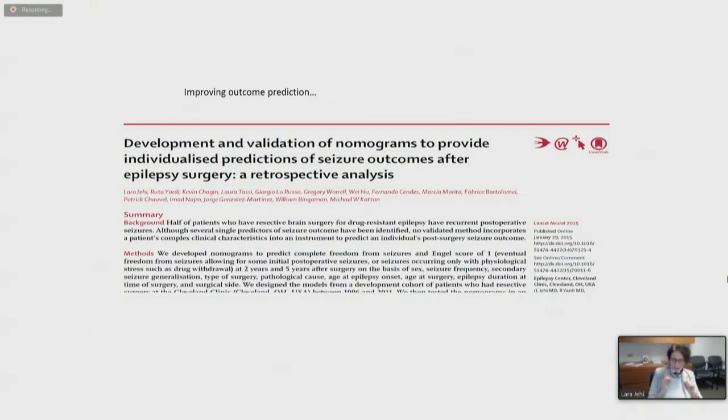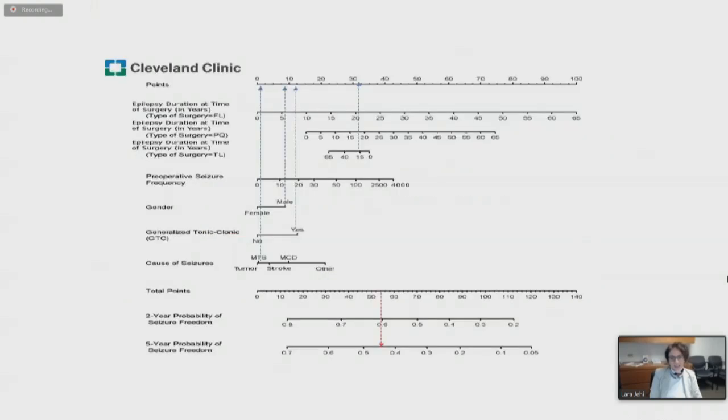At the time, I had no money, so I couldn't ask people to send me a lot of data. So we only used six very basic clinical characteristics: seizure frequency, gender, whether the patient had convulsions or not, what the cause of their seizures was, and how long they had epilepsy before surgery. Each patient would get a score based on their characteristics, and then you draw down the line from the total, and you get the prediction for 2 and 5 years. Nobody will do this. Nobody will draw lines and add up and come down.